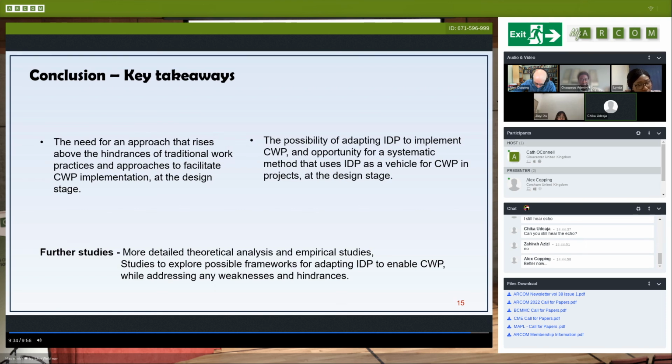Further studies will be required along more detailed theoretical analysis and empirical studies to explore possible frameworks for adapting IDP to enable CWP while addressing any weaknesses and hindrances. Thank you.